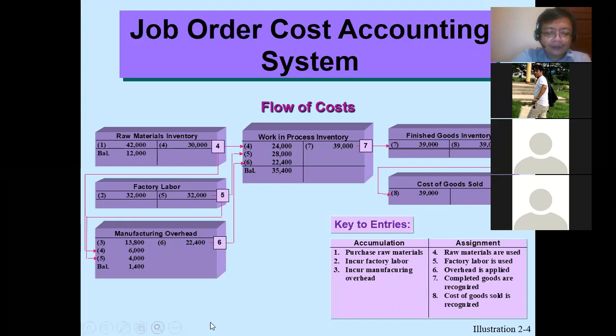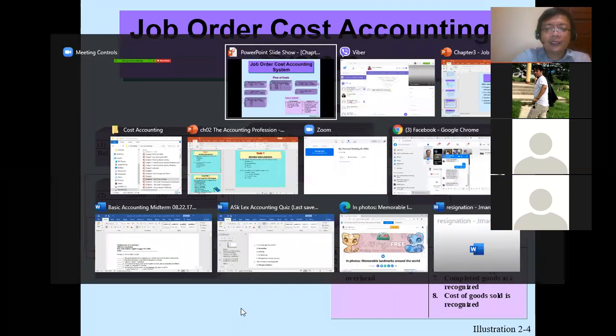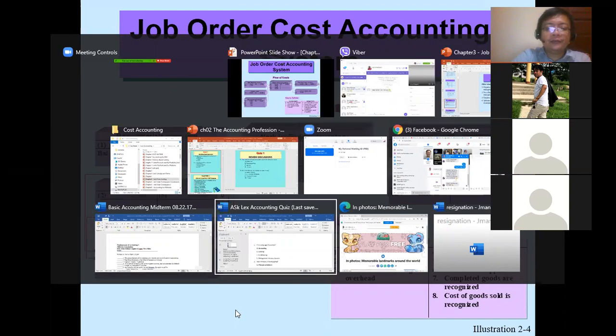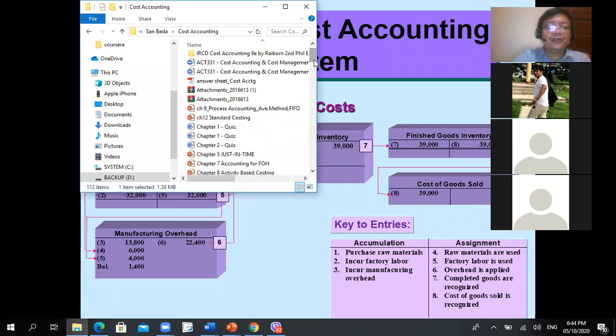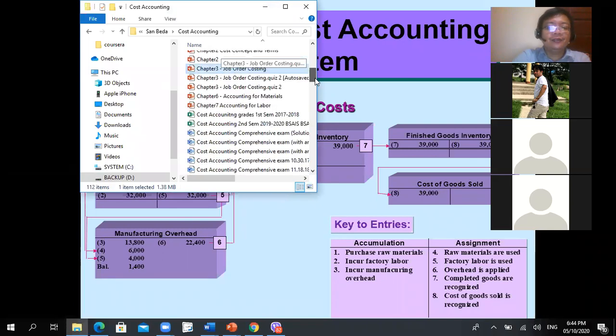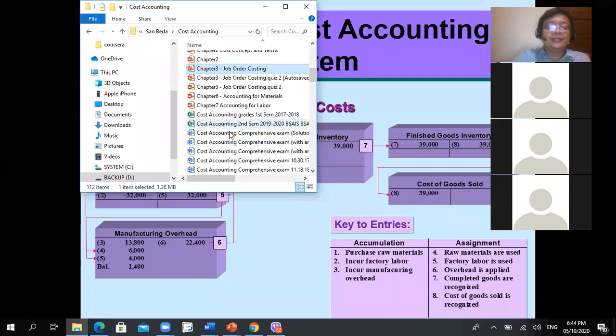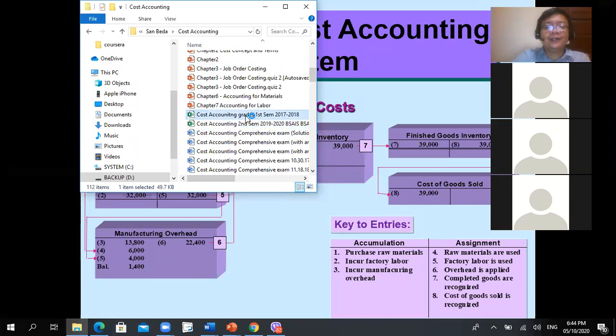Hindi. Nasusunod ba? Sige, I will write na lang. Kasi yung iba sa inyo mas gusto ay may PowerPoint. Tama ba? Sorry, may Excel. Andiyan pa kayo? Hello? Yes po, sir. Nakikinig lang po. Opo. Akala ko inaantok na kayo.